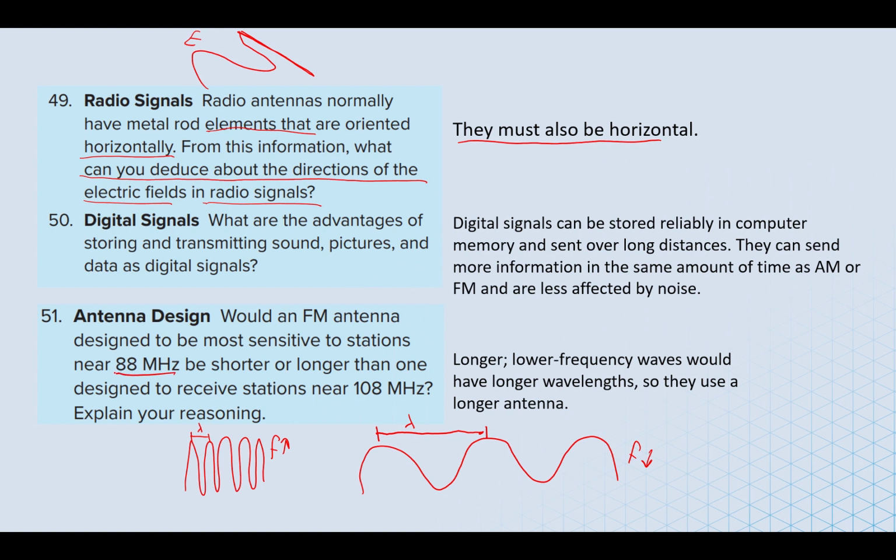So here, because we have lower frequency, we require an antenna. Remember, the antenna has to be half of the wavelength. Since the wavelength increased, the length of the antenna will increase as well. So the antenna designed to receive a signal of frequency 88 megahertz is going to be longer because it has lower frequency, and it means that it has longer wavelength. So they use a longer antenna. Here would have a shorter antenna.